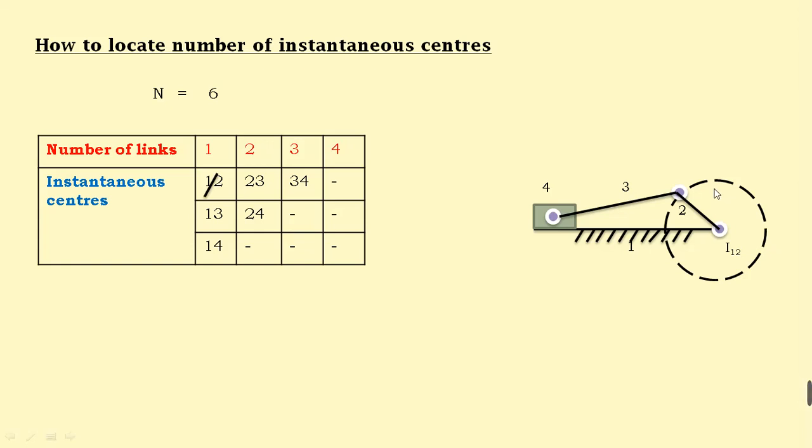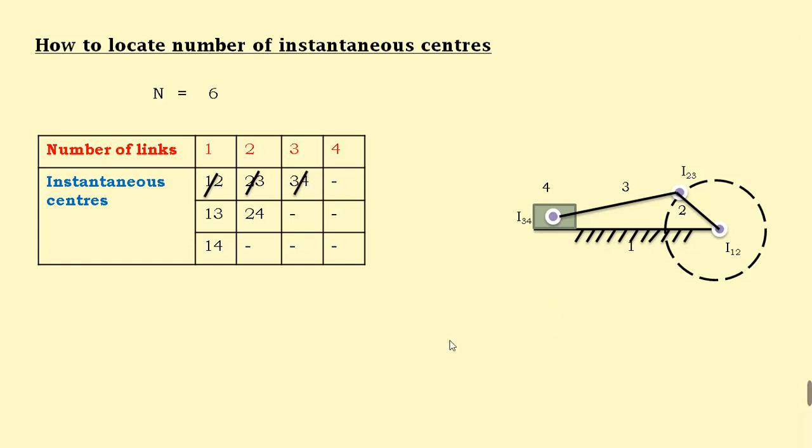Next, we go for locating I23, which is the joint between links 2 and 3. So this joint will become I23. So I23 is also over. Strike it off. Next, we try to locate I34, which is the joint between 3, the connecting rod, and 4, the sliding member. That joining point, which is a joint, will give us I34. So I34 is also over.